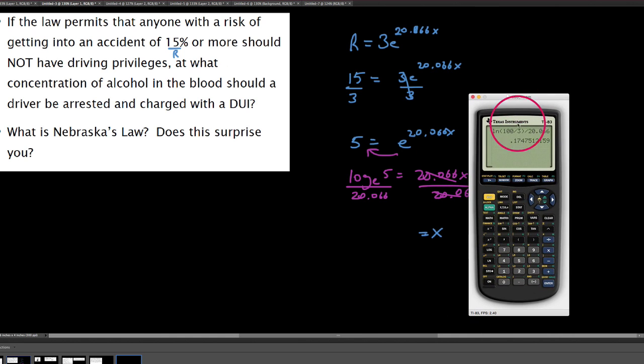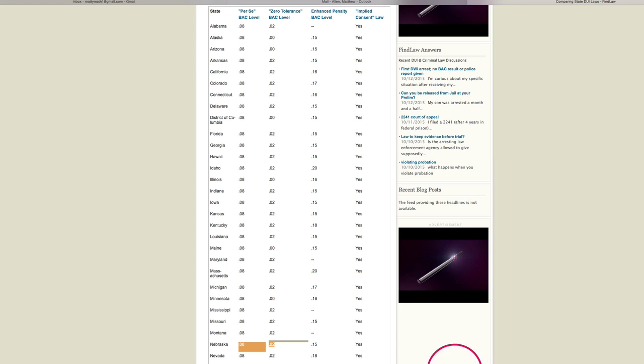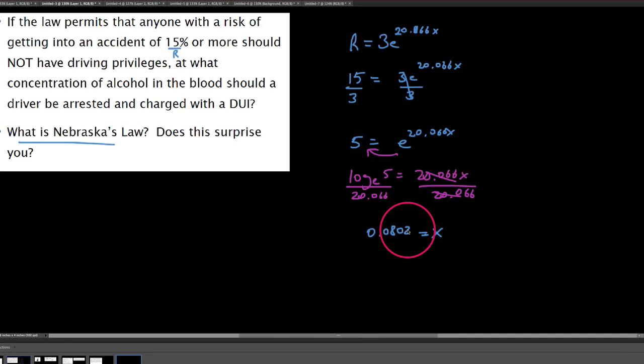Certainly we could find this here. We say x equals the ln of 5 divided by 20.066. And we would say that 0.0802, so approximately 0.0802, so just above 8% blood alcohol content. So I say, what is Nebraska's law, and does this surprise you? Well, when we look at Nebraska's law, I did look this up, and the per se blood alcohol content level is basically they can arrest you at that point if you're over 0.08. And this seems to be, I believe, a national thing, but 0.08 is the per se, and in Nebraska, according to this model, I guess it doesn't surprise me here because it's very close to 0.08.